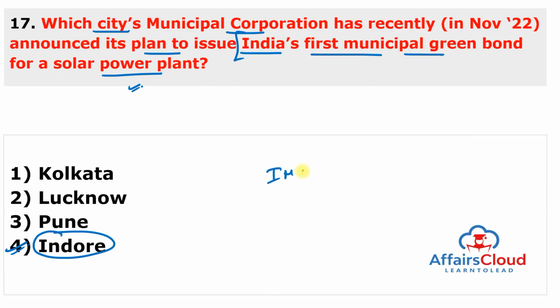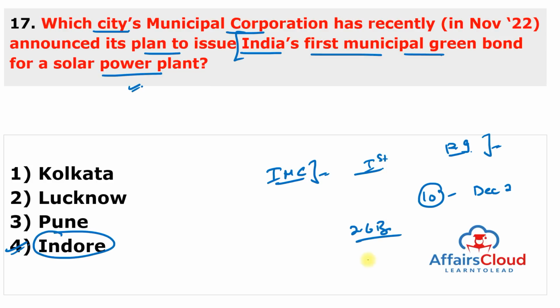So Indore Municipal Corporation in Madhya Pradesh is planning to issue India's first green bond or the local government bond aimed at retail investors with the revenues going towards funding a solar power plant, and it plans to sell 10-year bonds in December 2022 in order to raise up to 2.6 billion rupees or almost $31.8 million.